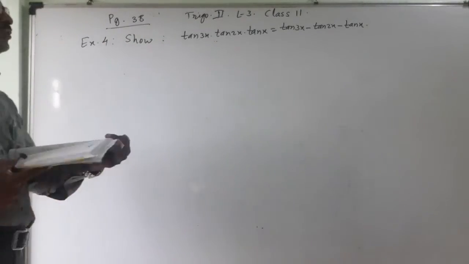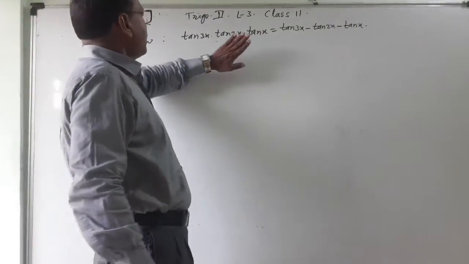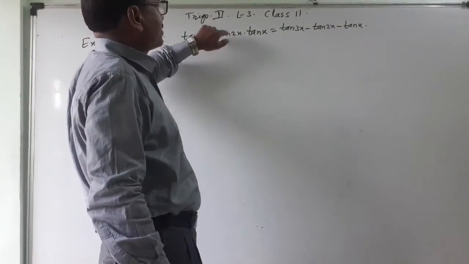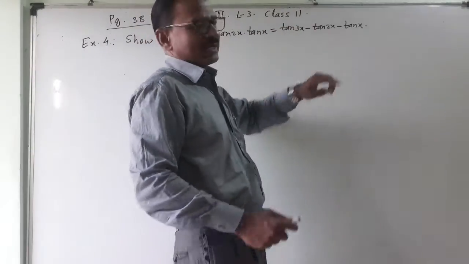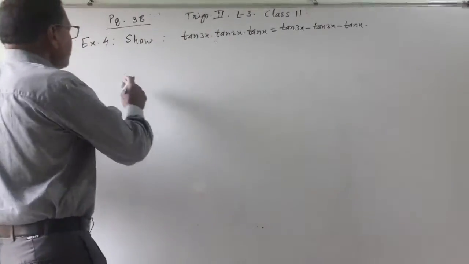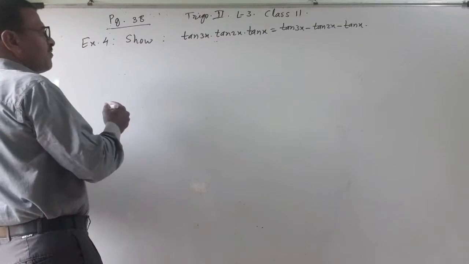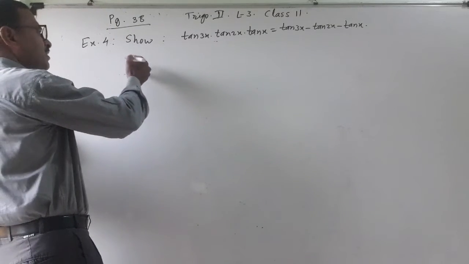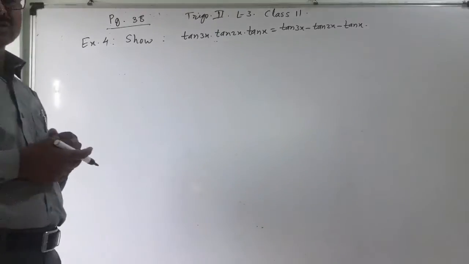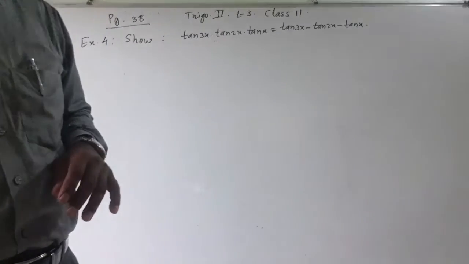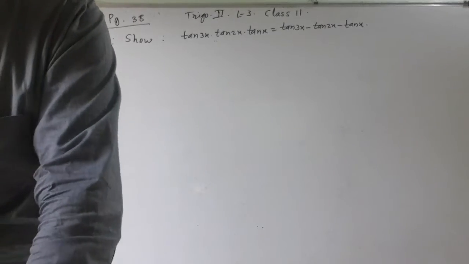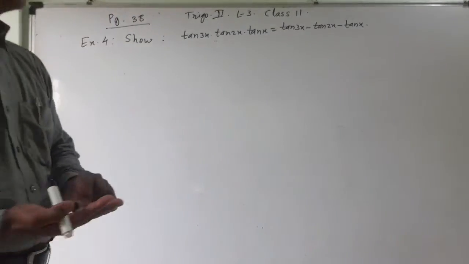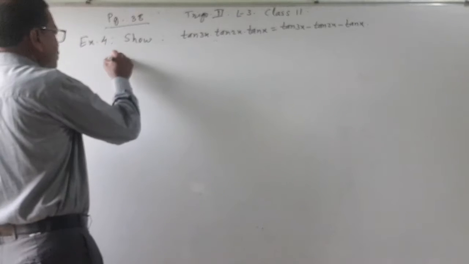Example 4, show that tan 3x into tan 2x into tan x is equal to tan 3x minus tan 2x minus tan x. Initially we will feel it is very difficult, but let us solve by splitting the terms. Tan of 3x, I will split it.